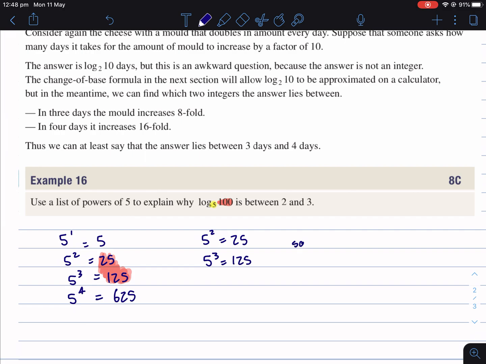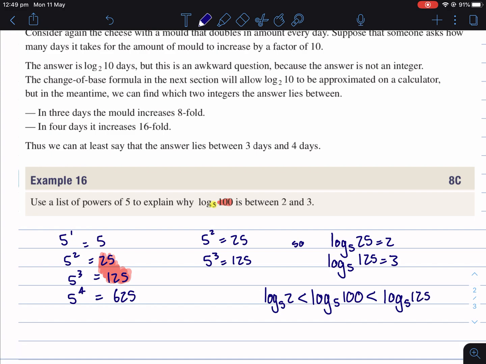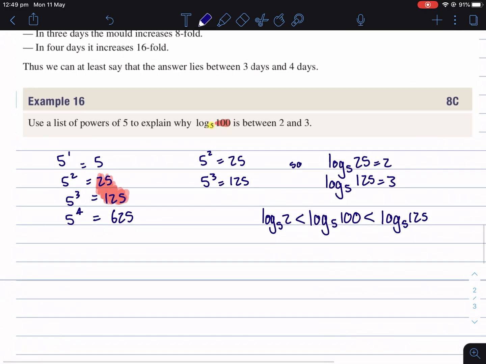So log base 5 of 25 equals 2. Log base 5 of 125 equals 3. Log base 5 of 100, it's bigger than log base 5 of 25, and it's smaller than log base 5 of 125 because 100 is between 25 and 125. So therefore 2 is less than what we're trying to find. I'm going to call it x, and it's less than 3. So x is between 2 and 3.